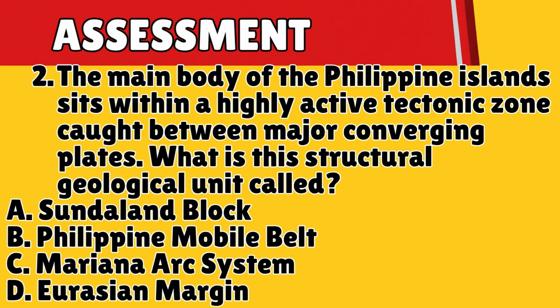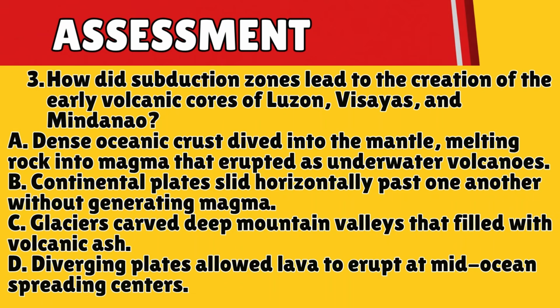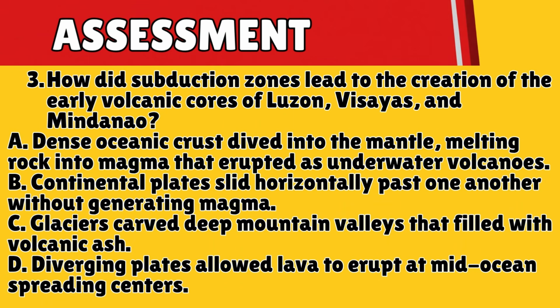Number 2. The main body of the Philippine Islands sits within a highly active tectonic zone caught between major converging plates. What is the structural geological unit called? A. Sundaland Block, B. Philippine Mobile Belt, C. Mariana Arc System, or D. Eurasian Margin.